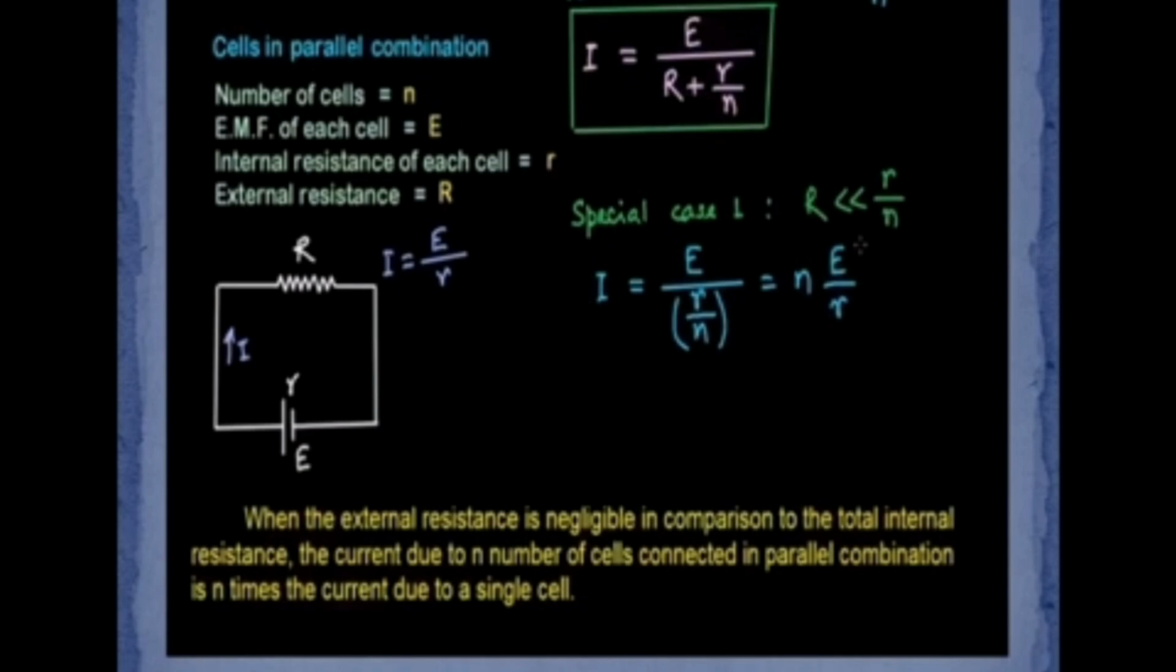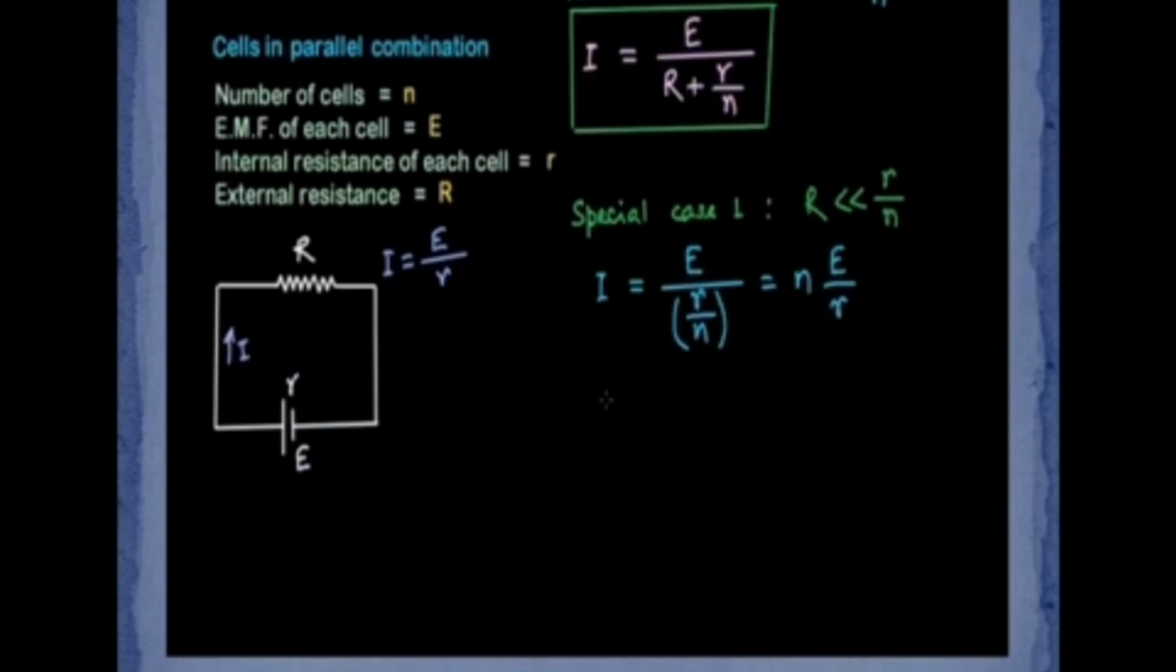So when the external resistance is negligible in comparison to the total internal resistance, the current due to n number of cells connected in parallel combination is n times the current due to a single cell. So that is the equation for this one. Next one, special case 2.